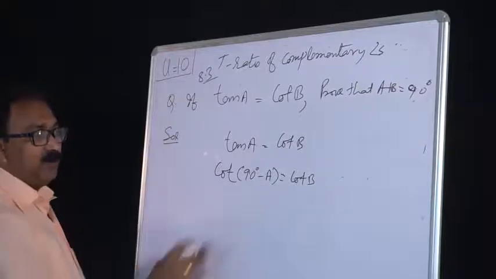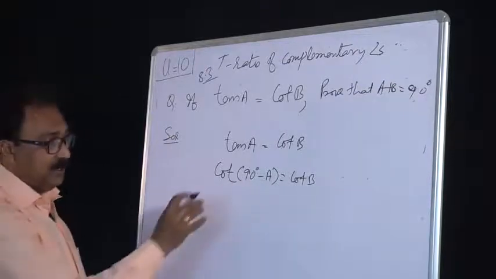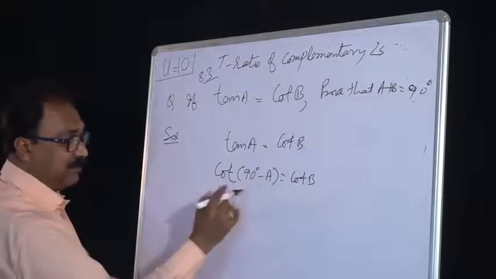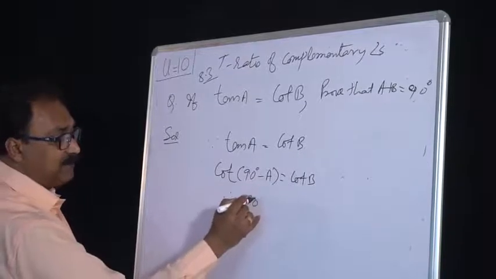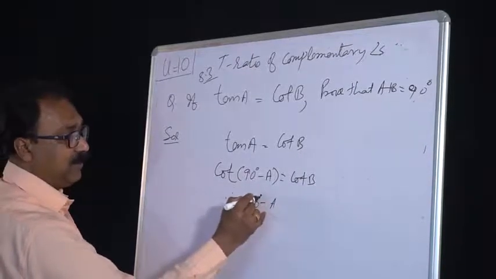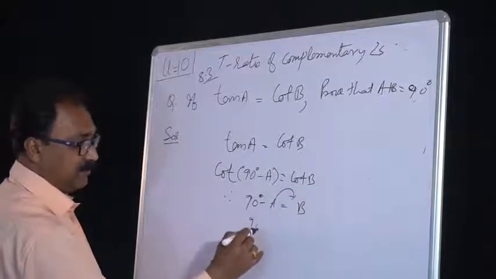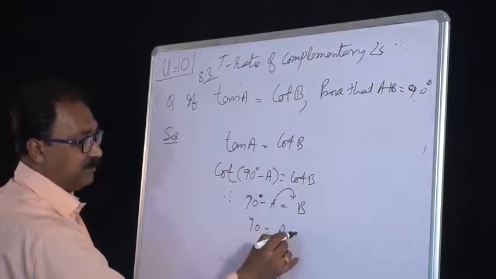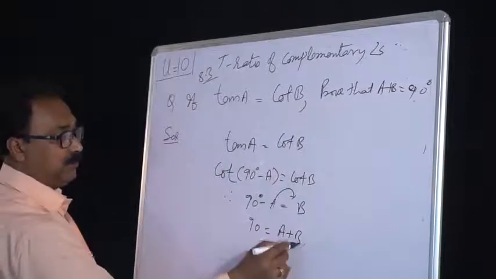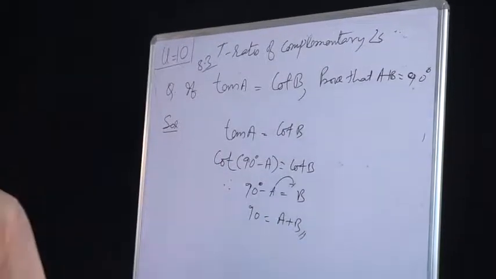Now both sides you have cot, yes or no? When both sides have the same trigonometric function, you can say the angles are equal. So 90 minus A equals B. Take A to that side, so 90 equals A plus B. So that's what we are going to prove: A plus B equals 90.